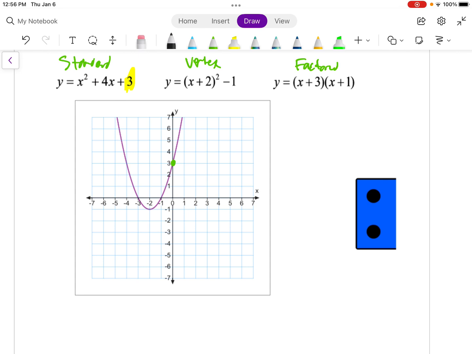Vertex form, that one should be obvious. We've done that a lot, right? If it's in vertex form, it tells me where the vertex is, right? The vertex is at -2, -1. Okay, factored form, this is the one we're really focused on today.